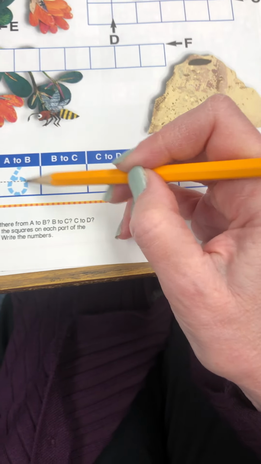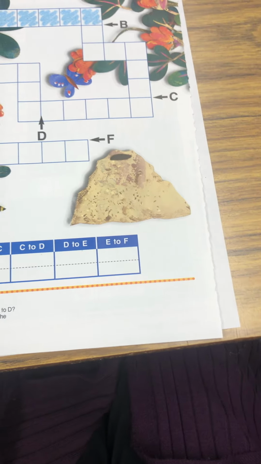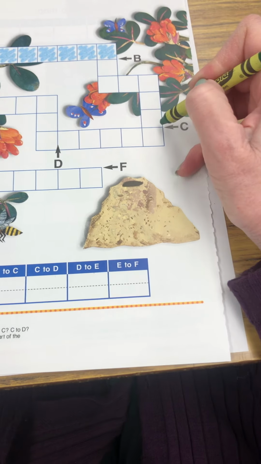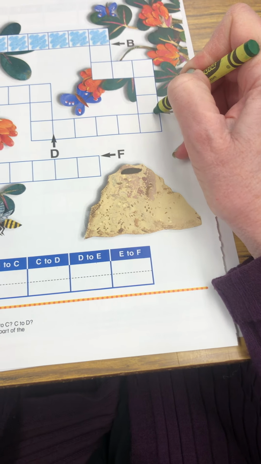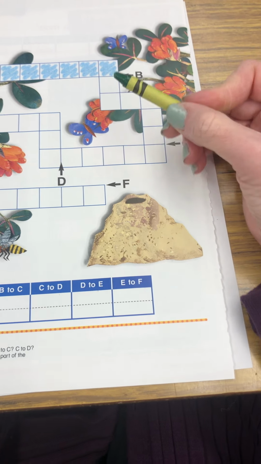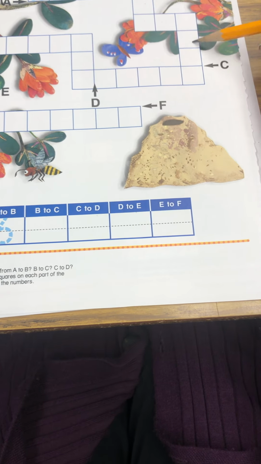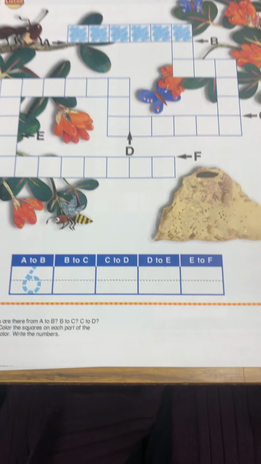Come down, trace the 6. And then take a different color. Take a different color, like say green. And mark that C point, that line, so you know where to stop. And then color in the boxes from B to C, a different color. And come down and count. 1, 2, 3, 4, 5, 6. Come down and write the number 6 on the little graph, okay?